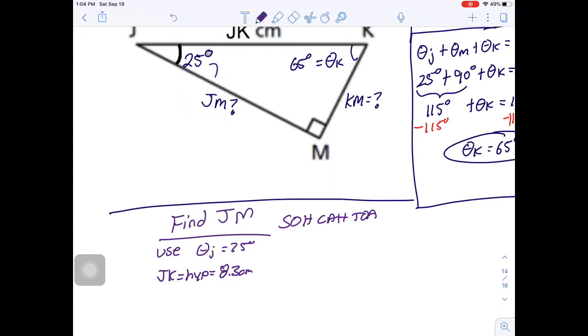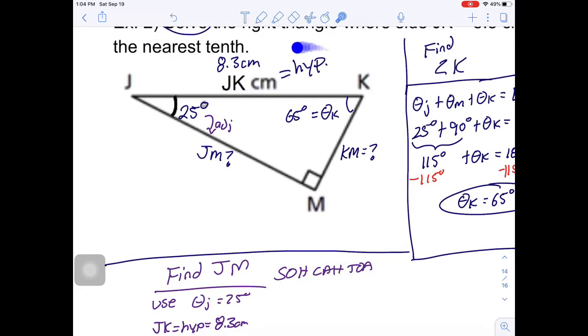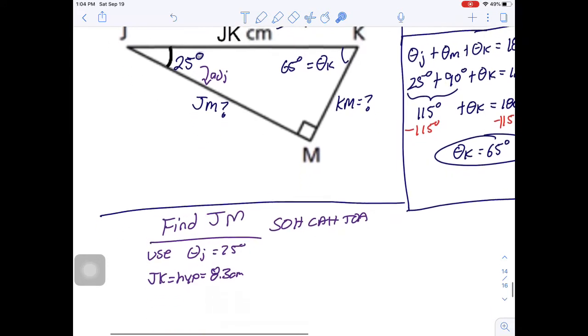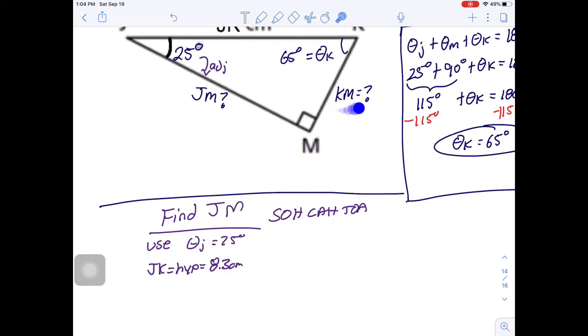Well, this would be the adjacent side. Remember, this cannot be the adjacent side because it is the hypotenuse. We determined that at the very beginning of the question. This is the opposite side length. This is the adjacent side length for 25 degrees. So in the perspective of 25 degrees, J to M equals the adjacent side length.